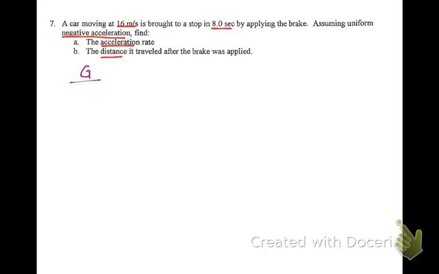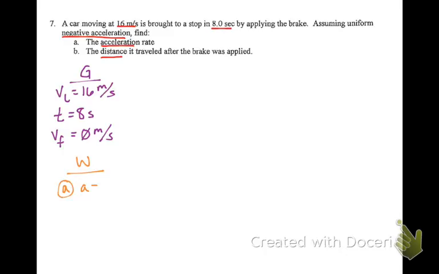Our givens: VI equals 16 meters per second. Our time is 8 seconds. And it says it's brought to a stop, so that means that our final velocity is 0 meters per second. Our wanted in this instance: we want to find our acceleration for part A. For part B, we want to find our distance.